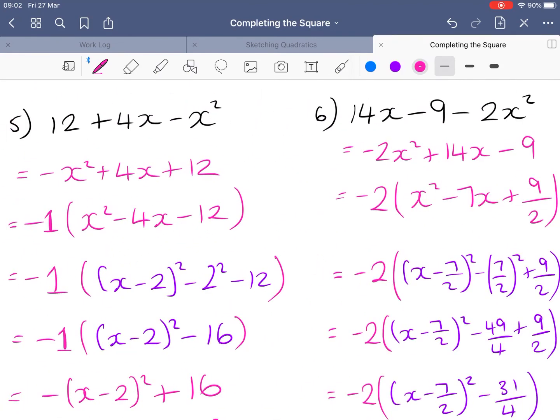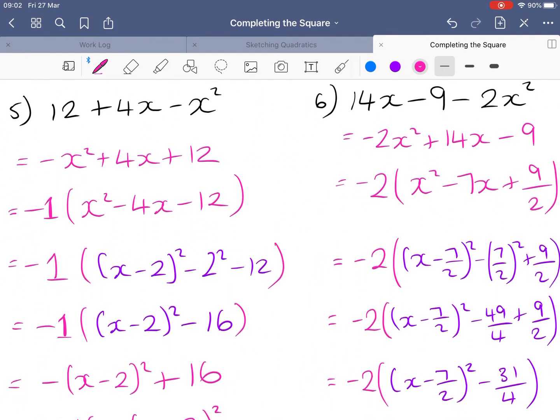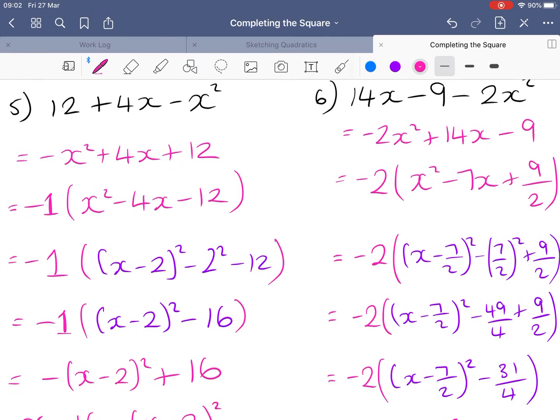And then the final two, again, write them starting with the x squared term first, so that then you can see with number 5 you take out a factor of minus 1. So inside the bracket becomes x squared minus 4x minus 12. Hopefully you can see when you take out a negative factor, basically all the signs just change. They become the opposite signs. Okay, and then again with number 6, swap it around to write the x squared term first and then take out a factor of minus 2.